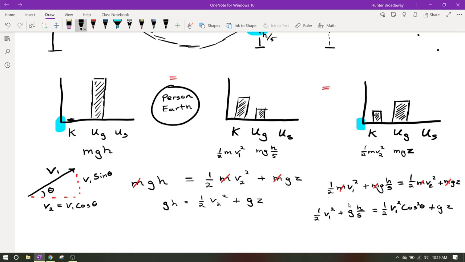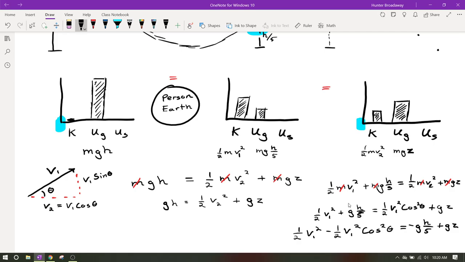Bad news. If we divide both sides by V1 squared, it'll still be there. That's a problem. Okay, I liked your idea, so let's try that. Let's get them on the same side. Let's take this 1/2 V1 squared and put it over there. So I've got 1/2 V1 squared, and I'm going to subtract this over, minus 1/2 V1 squared cosine squared theta. And then I guess you wanted to move this gh over 5 to the other side, so negative gh over 5 plus gz.